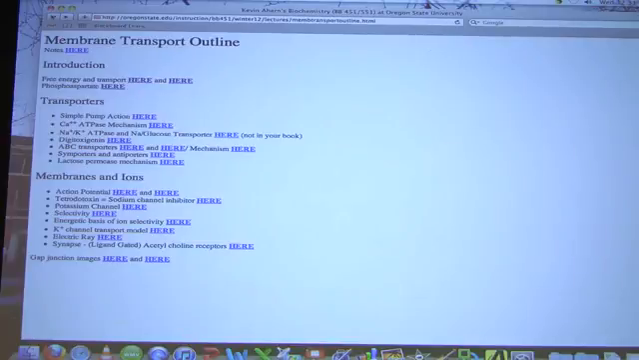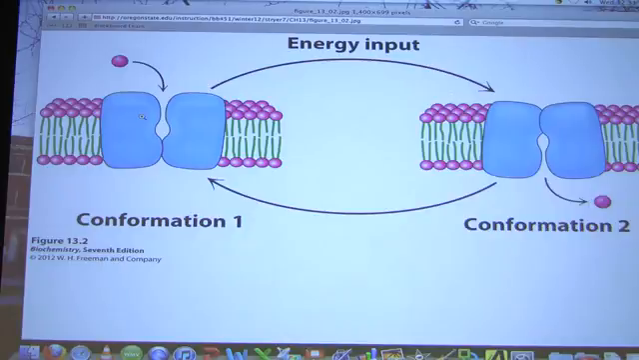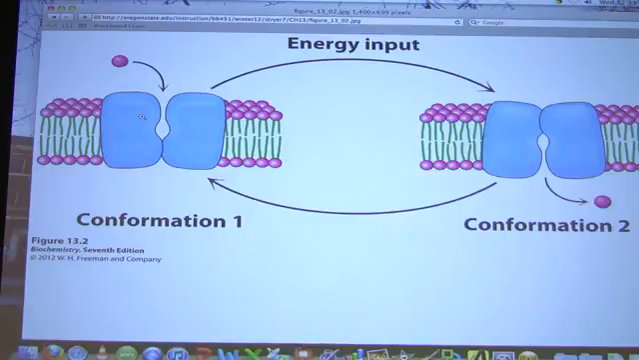All right. Well, let's look at a simple pump. This is a very simple pump. It depicts a protein in a membrane. It is specific for a specific molecule, and generally we see that proteins that do transport are very specific for very specific molecules. It will only allow certain molecules to pass through them.